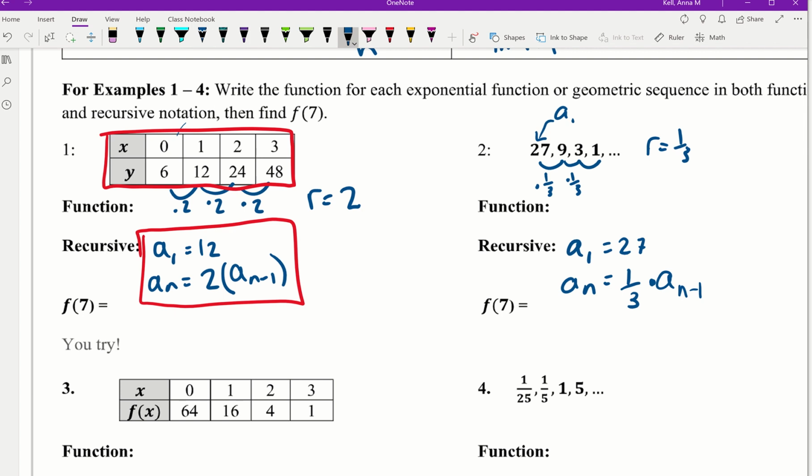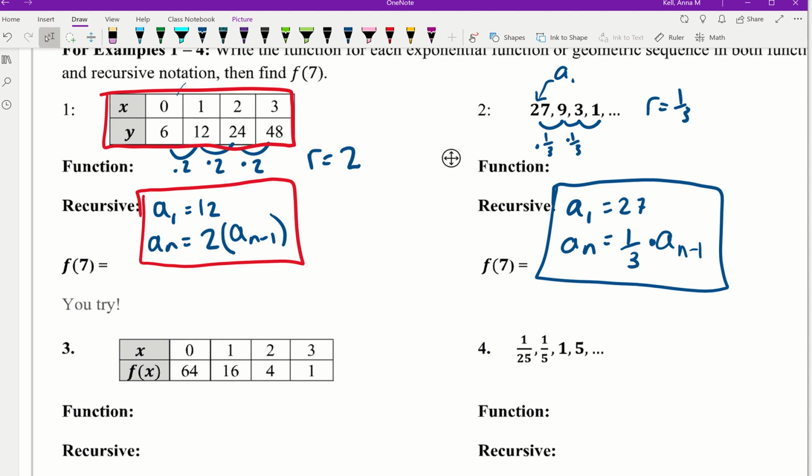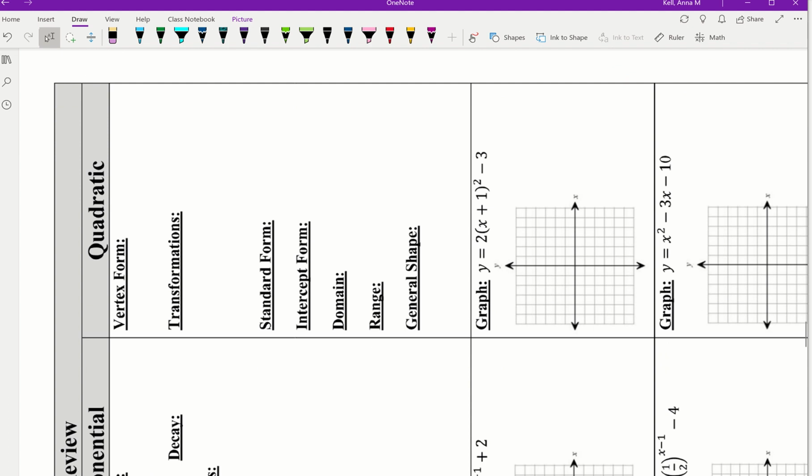Again, to evaluate using recursive is a little bit more of a process. I think that we went over that in function notation, so maybe go ahead and look back at your notes from those examples.